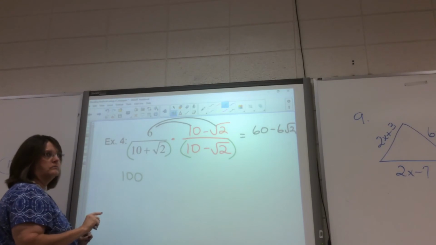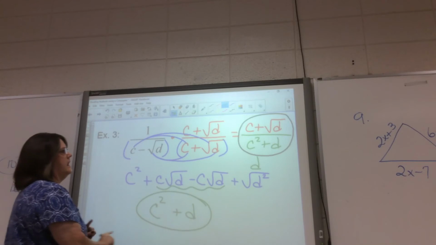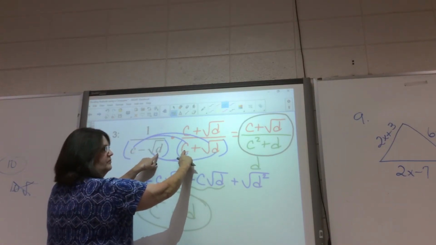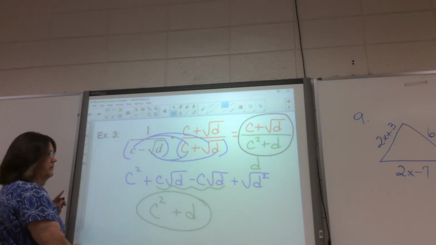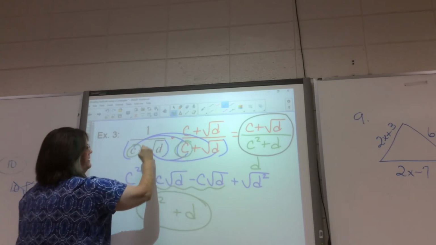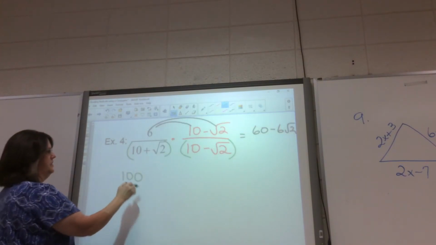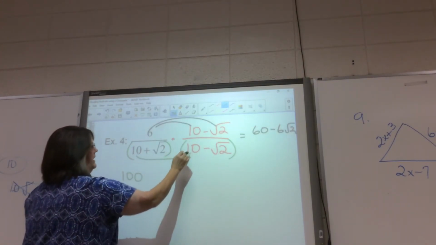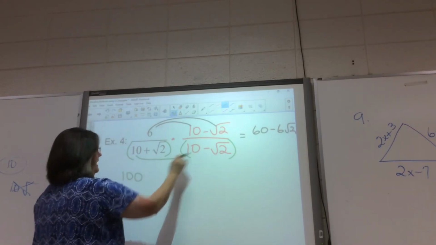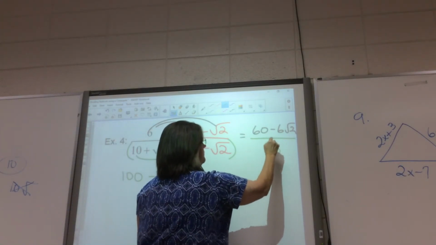Now I'm going to take you through a shortcut. We know that these middle terms right here are going to cancel out. So I'm not going to bother writing those down. I'm just going to do this part and this part. So I'm going to do 10 times 10. And the square root of 2 times the square root of 2 is the square root of 4, which is 2. And it's negative. So that is 98.